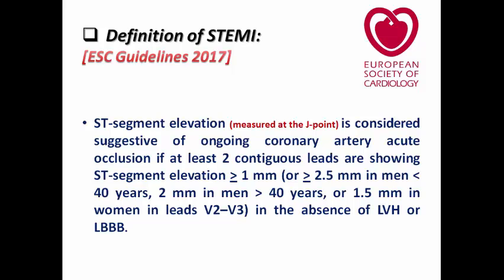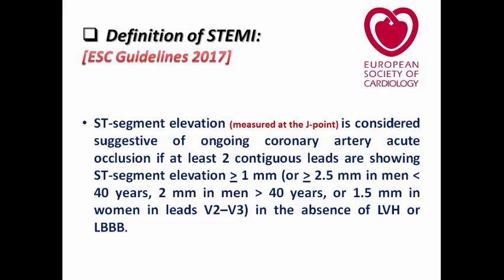Regarding the definition of ST elevation myocardial infarction, we are using the definition of the ESC guidelines in 2017, as it defines the ST elevation, which is measured at the J point, as suggestive of ongoing coronary artery occlusion if at least 2 contiguous leads are showing ST elevation more than or equal to 1 mm in the absence of left ventricular hypertrophy or left bundle branch block. Although, of course, acute left bundle branch block is included in the definition of ST elevation myocardial infarction itself, if there is no previous documentation of left bundle branch block, or sometimes if I don't have previous documentation, I can consider it, but we are dedicating a specific lecture for the topic of acute left bundle versus chronic left bundle branch block.